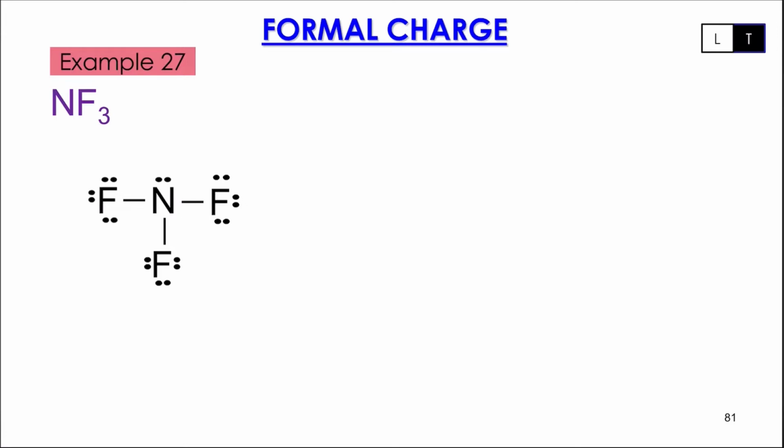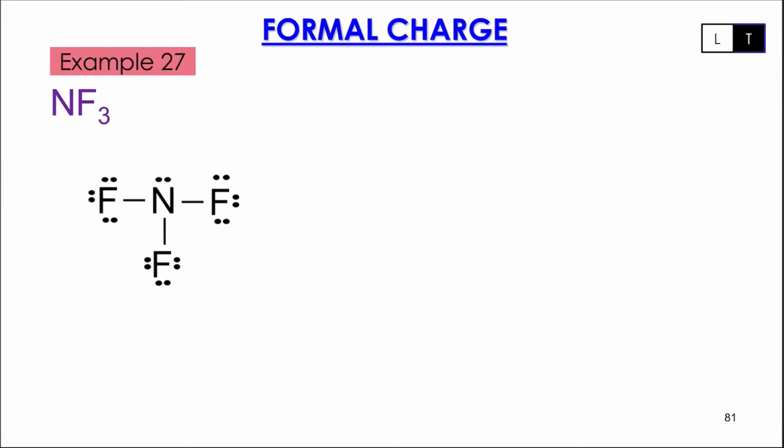Example 27. I have NF3. So NF3 here is the compound. And then there is no charge for NF3. So it is a neutral compound. So as I mentioned before, we have to calculate the formal charge for NF3 for each atoms in this compound dan pastikan semua total formal charge untuk semua atom dalam NF3 must equals to 0. So how you want to prove that? We are going to calculate one by one. So let's try to do it.